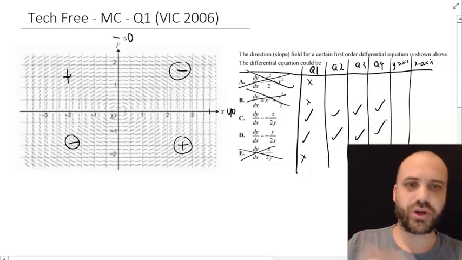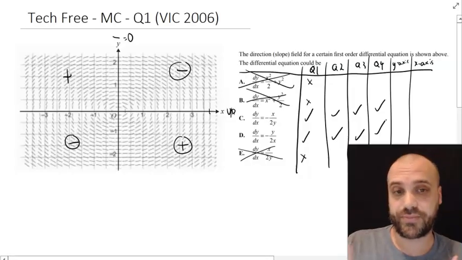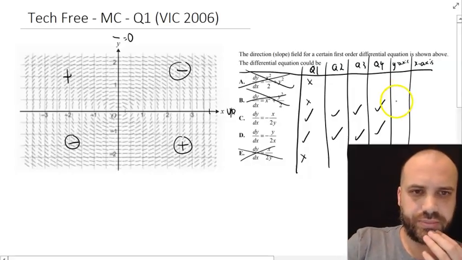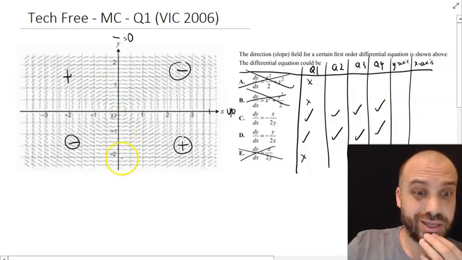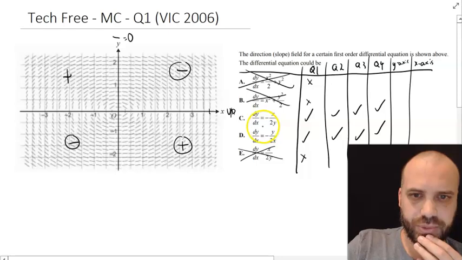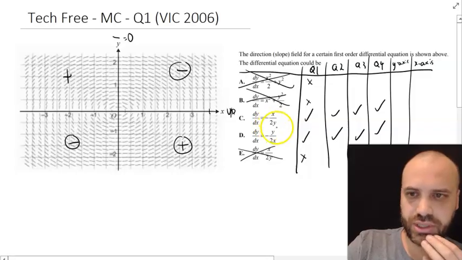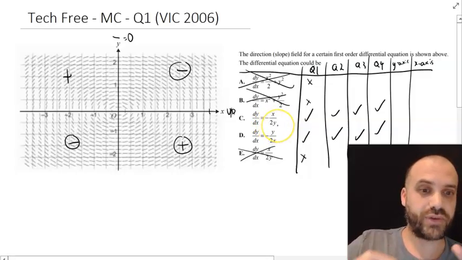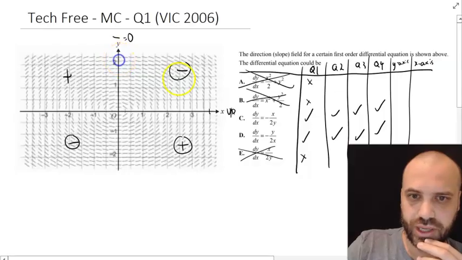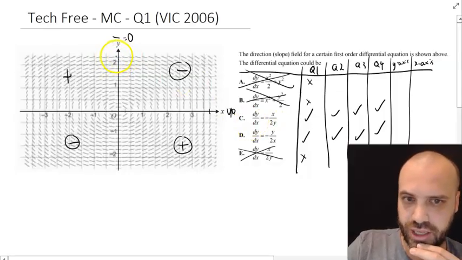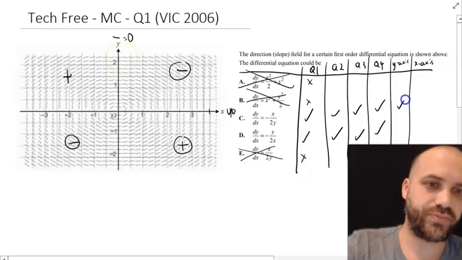And then we come down to what I would sort of say is like the tiebreaker, right? Let's look at the y-axis. Okay, along the y-axis, that's where x equals 0. Now, what happens with this one when x equals 0? Negative 0 over 2 times some y value, right? Just a y value, positive or negative. But 0 divided by any number is going to be 0. So we would expect along the y-axis, this one here to have a gradient of 0. And it does, so that's good.